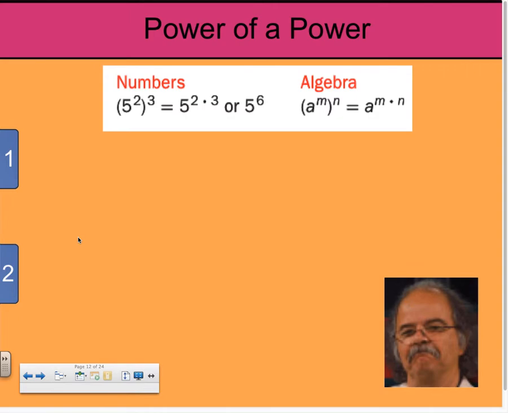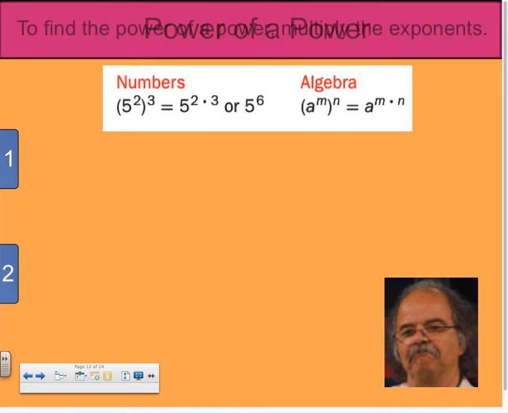Power of a power. We just watched the video of the math dude explain what power of a power means. And if we have to summarize what he said, basically to find the power of a power, we multiply the exponents. Right? That's really good to remember, but we want to make sure that we understand why this is the way it is.